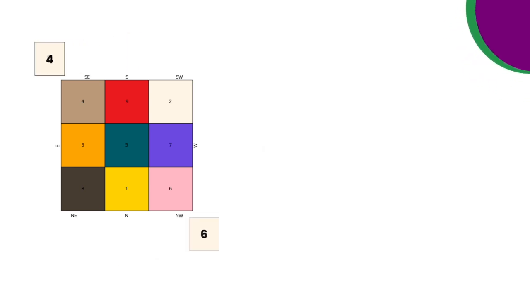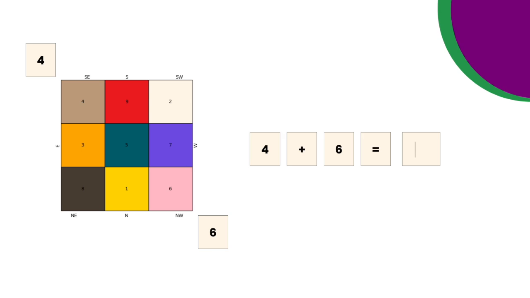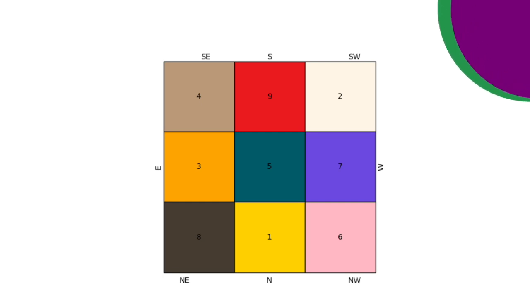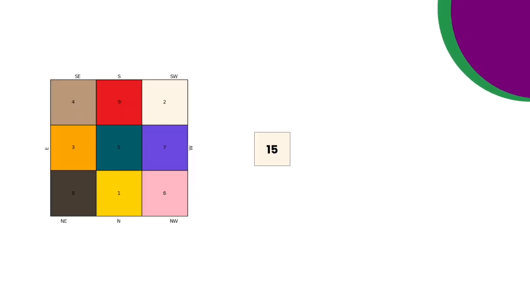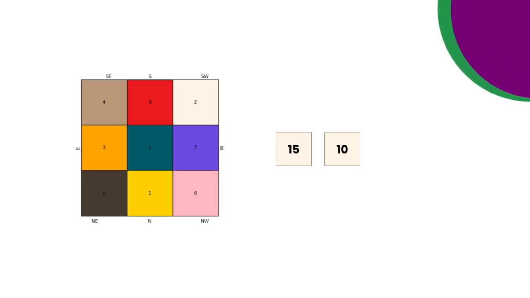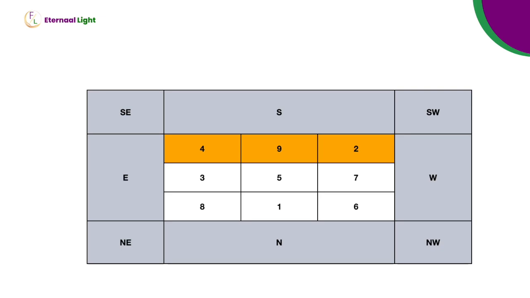4 and 6 passes through 5, which is also 10, a very important compound number we always refer to. So 15 is a very important number as per the grid. 10 is another important number we have seen. 5 is the most important number. The first row, which is 492, is the mental plane.